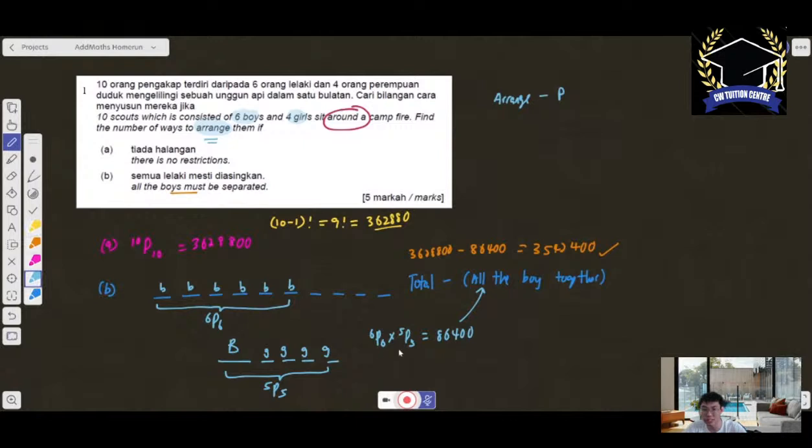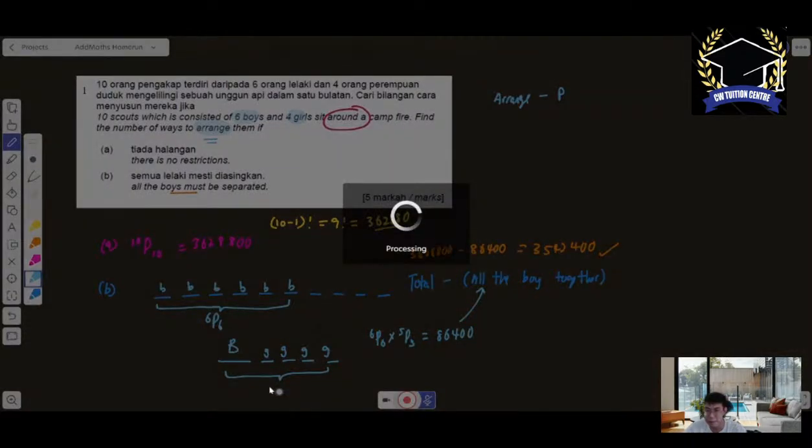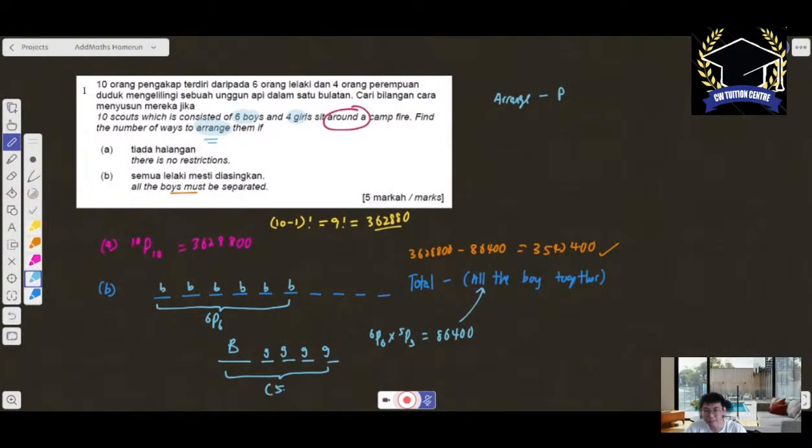But you need to know, when we say all together but also in one circle, the bottom here, the 5P5, is not anymore 5P5. It will become (5 minus 1) factorial. All right, so you have to times again 6P6 times 4 factorial because around a circle. When it's around a circle, you have to minus 1. So 6P6 times 4 factorial, I'm getting 17,280.